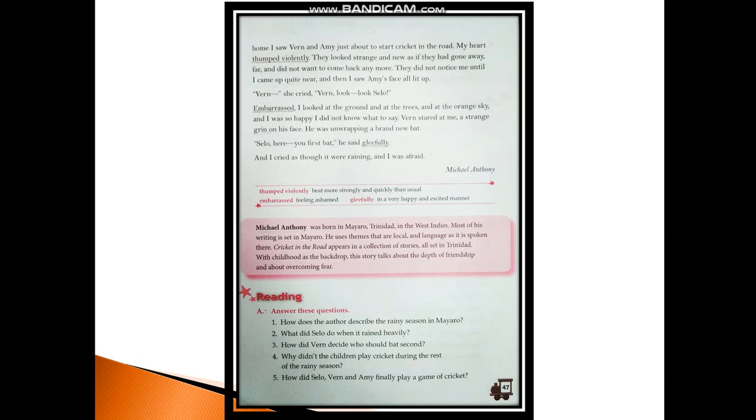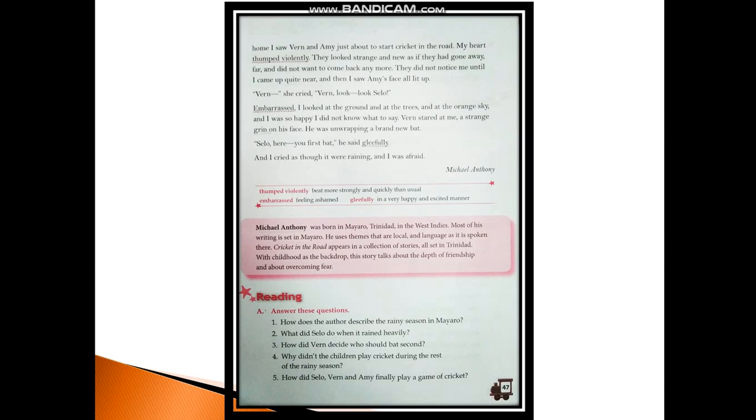Now, second question is, what did Cello do when it rained heavily? So the answer would be, young Cello would run and hide under his bed when it rained heavily, because he was terrified of the thunder and the lightning. Third question is, how did Vern decide who should bat second? So Vern decided who should bat second by tossing a coin. Okay.